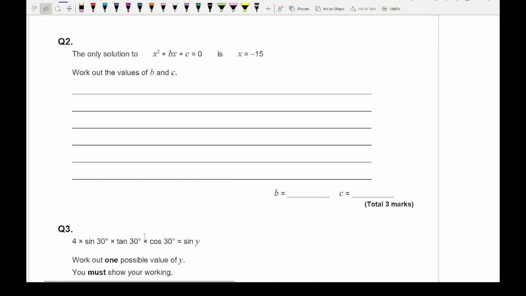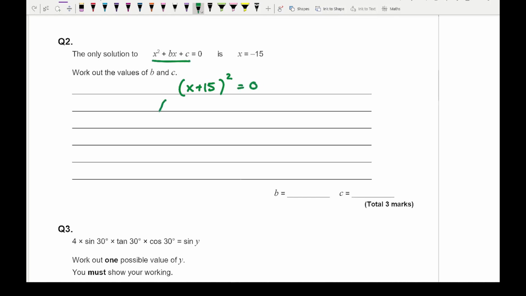Now if there's only one solution, what that basically means is we're only going to have one bracket in the quadratic, so I'm going to end up with something that looks like this. Now if the answer is minus 15, then what number goes in the bracket is going to be positive 15. So all I then need to do is expand this out to get the quadratic equation in this form.